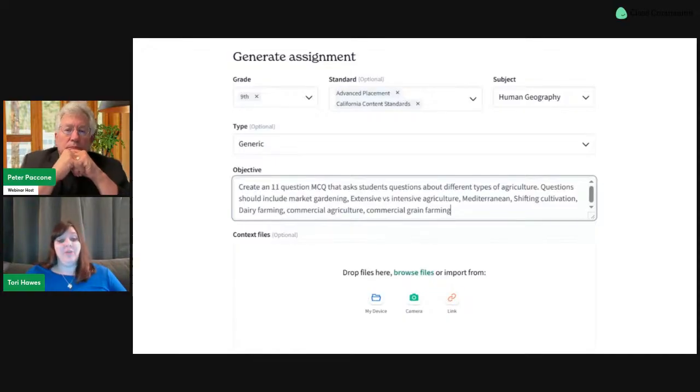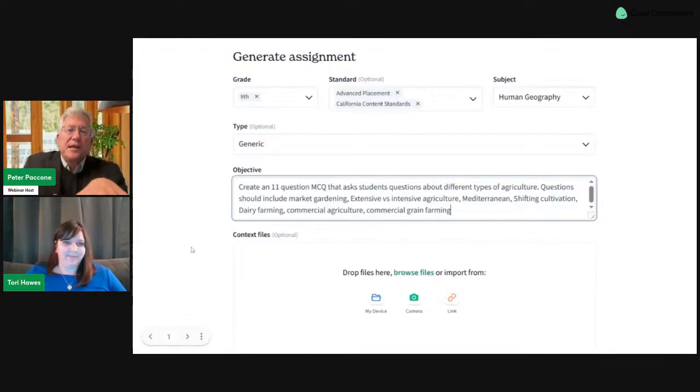So I asked it to create more questions, and that way I could pare down the ones that I didn't want. Asking students about different types of agriculture. Questions should include market gardening, intensive versus extensive, Mediterranean, shifting cultivation, just naming out some of the pamphlets that the students did their work on. There were more pamphlets than this. We looked at all the different types of agriculture in the CED, and then I had it generate.